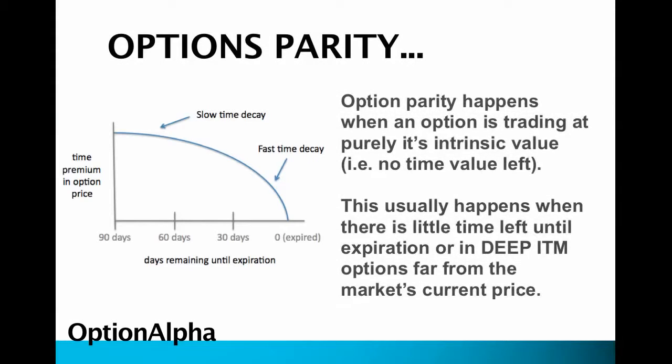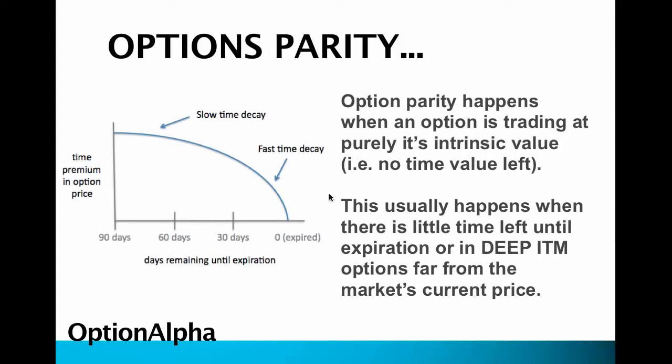So options parity, we all know that options are a wasting asset, right? This is the time premium of a typical options price, right? It has slow time decay in the beginning half, 90 to 60 days. Once we start getting inside 30 days, time decay really speeds up, and then obviously as we get closer to expiration, it really exponentially speeds up the time decay wasting asset portion of an option.